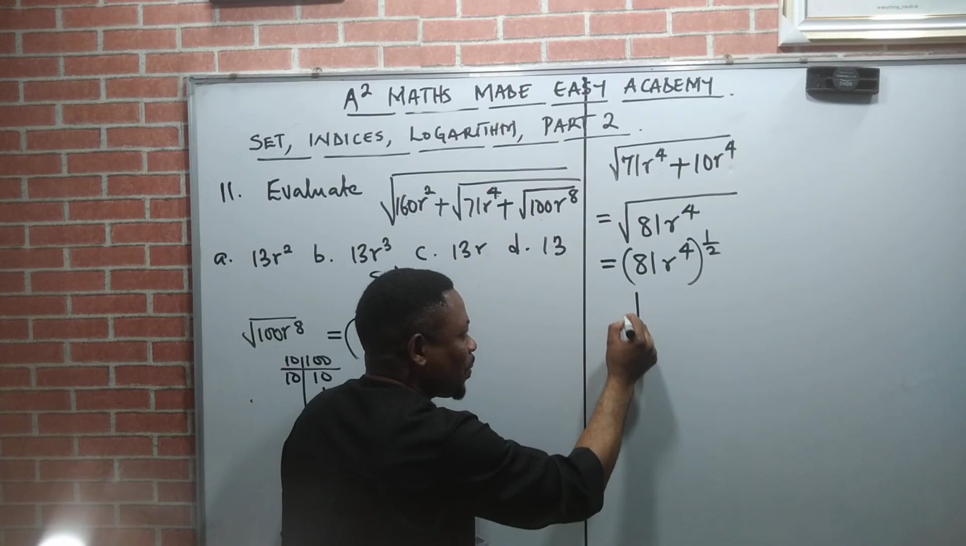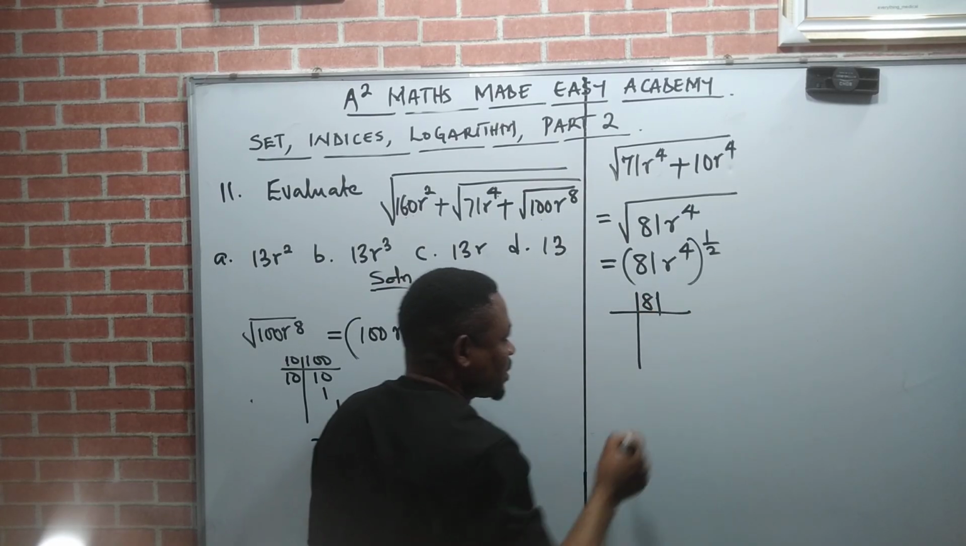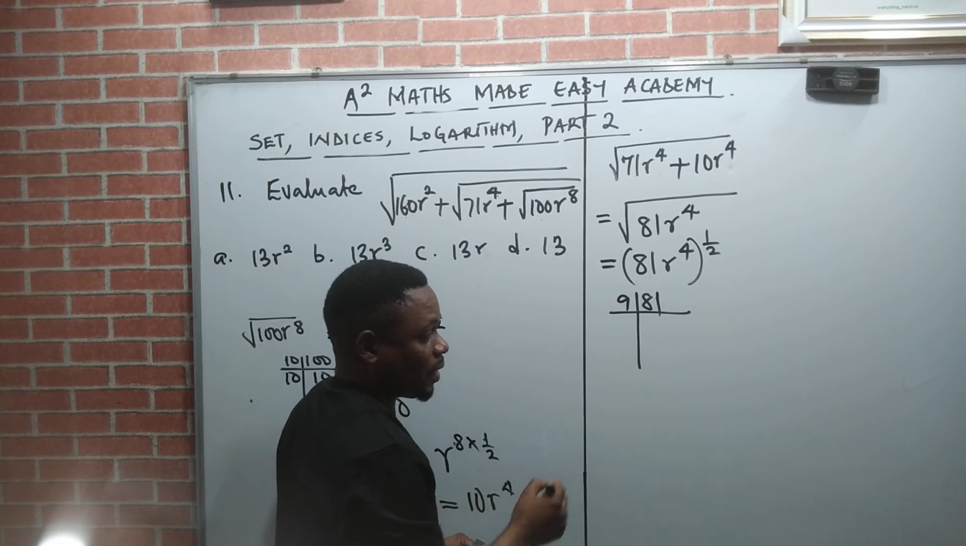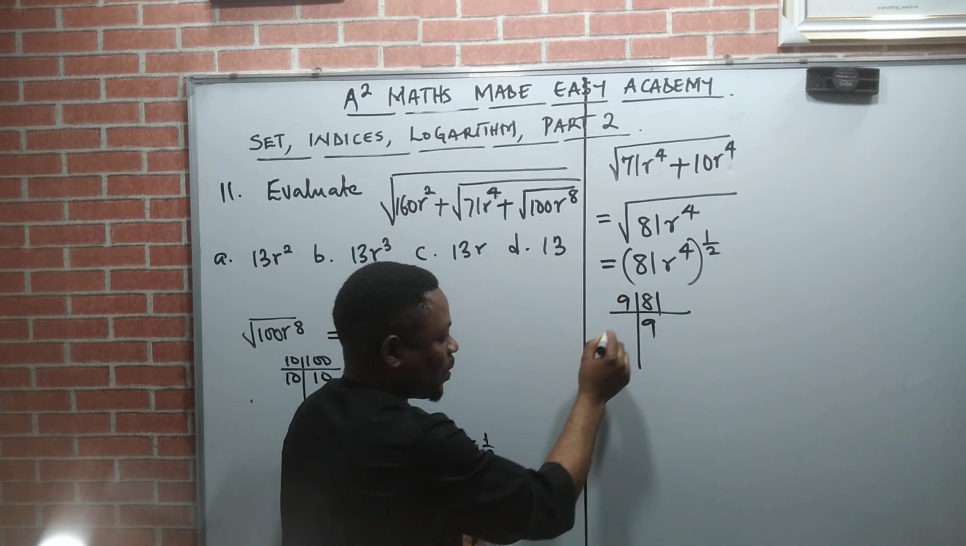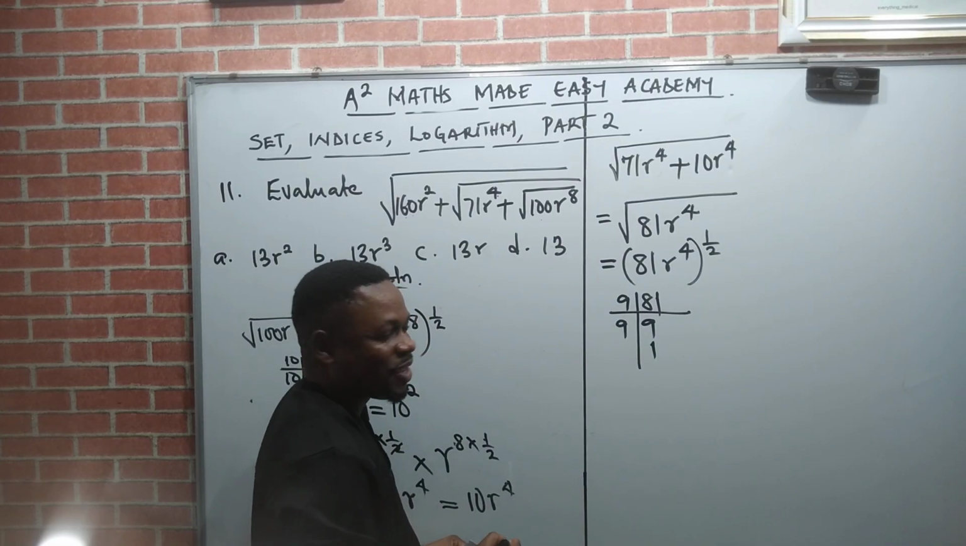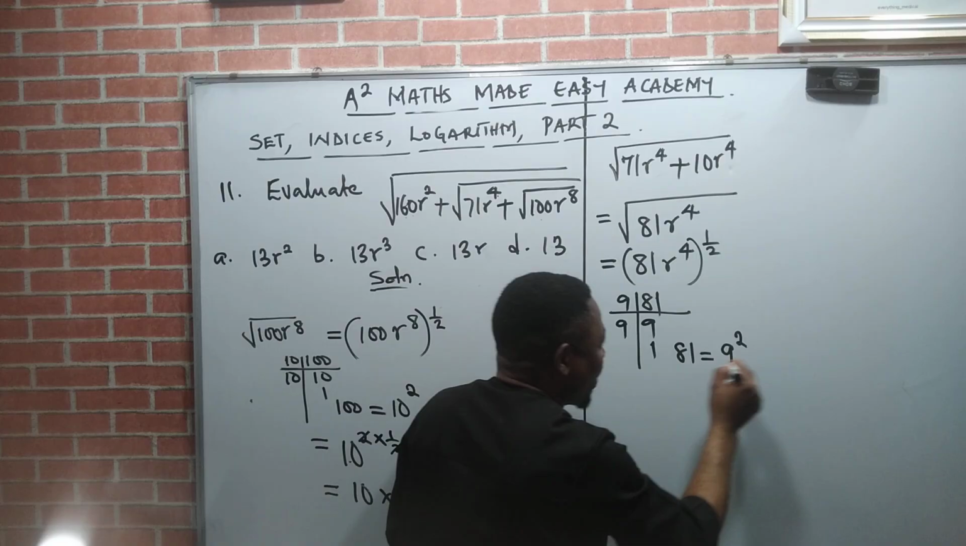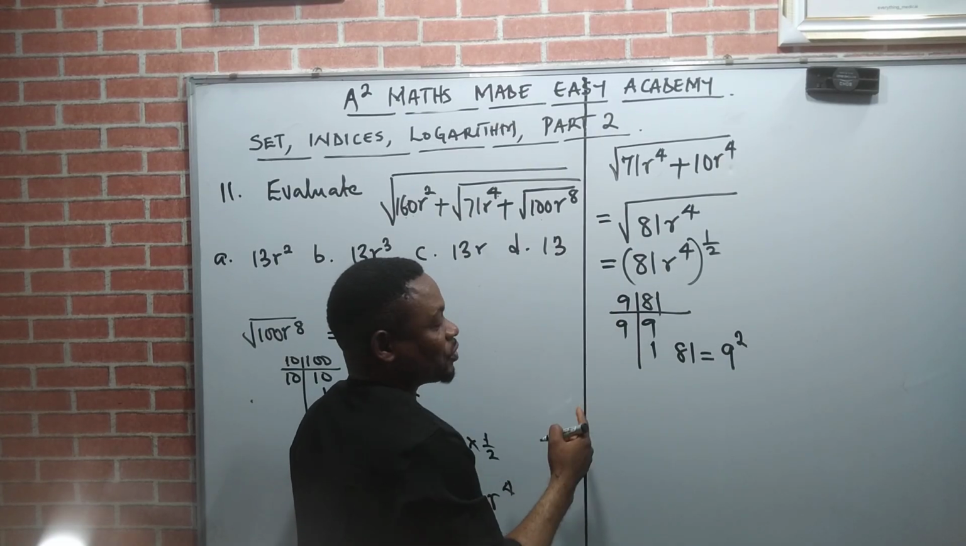Now let's apply long division. Have it in mind, this is 81. What do you think that can go? Do you know that 9 can go? To give us 9. Another 9 can go to give us 1. So which means 81 by indices form is 9 all to the power of 2.